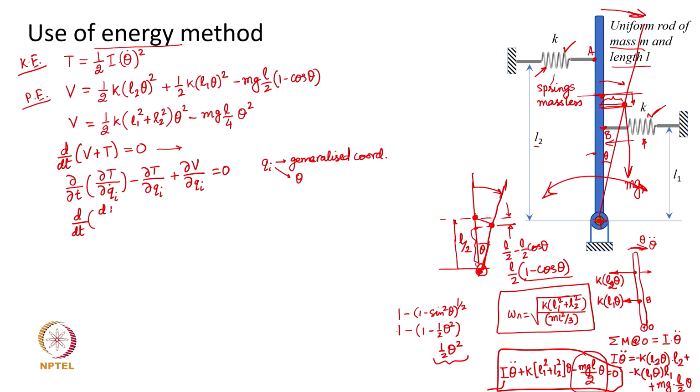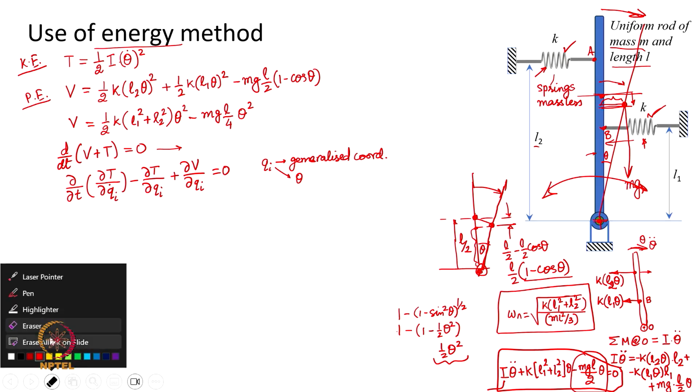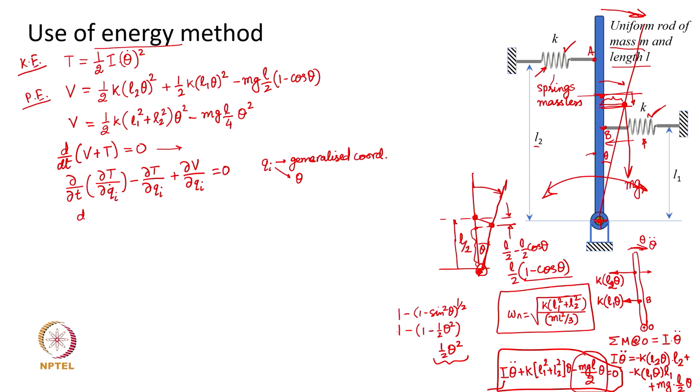Now, in our case this equation would reduce to, because there is only one generalized coordinate, that is theta, I can write this equation because theta is the only coordinate in question. So, this is going to be d/dt of dT by d theta dot minus dT by d theta plus dV by d theta equal to 0.